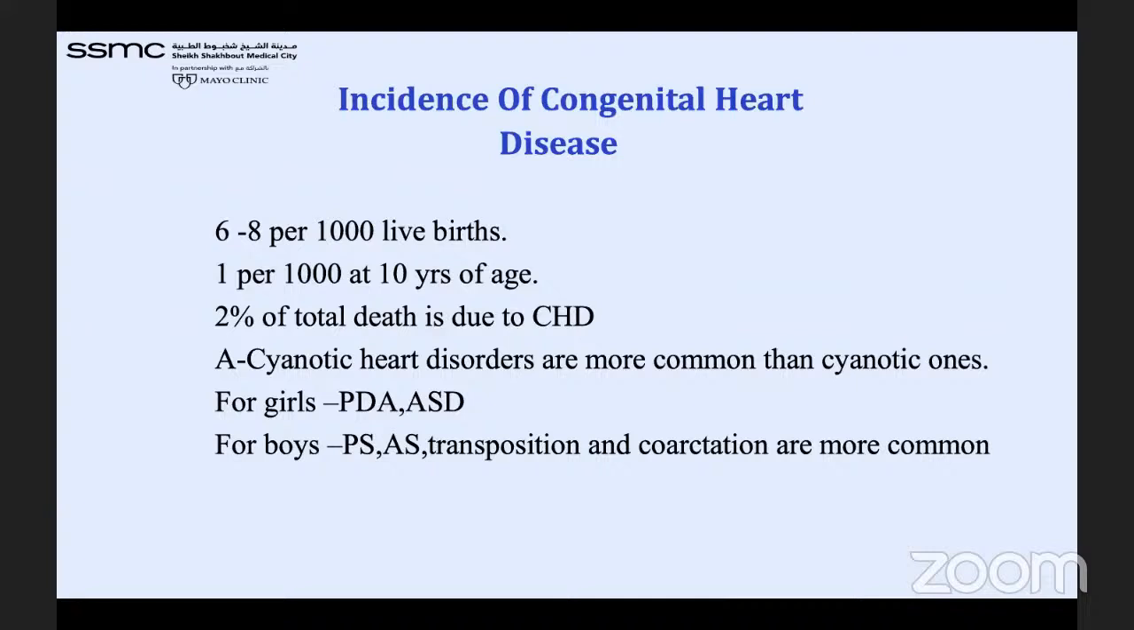The overall incidence of congenital heart disease, cyanotic and acyanotic, is about 6 to 8 per 1,000 live births, 1 per 1,000 at 10 years of age. 2% of total deaths are due to CHD. Acyanotic heart disorders are more common than cyanotic ones. For girls, PDA, ASD; for boys, pulmonary stenosis, aortic stenosis, transposition, and coarctation are more common. But when we go individually to each acyanotic heart disease, we will go to the incidence.